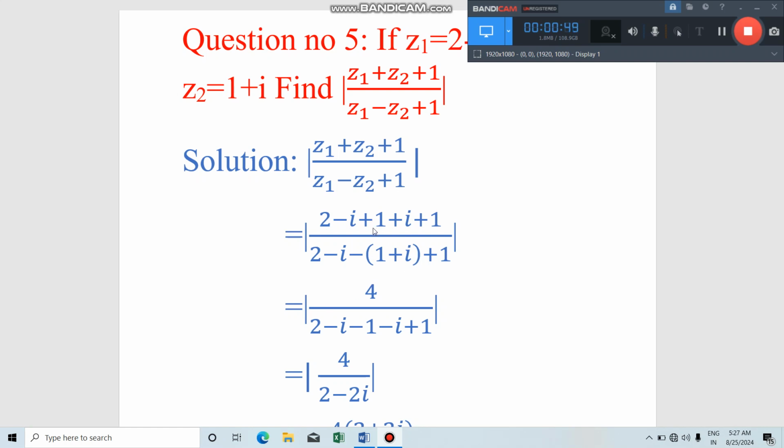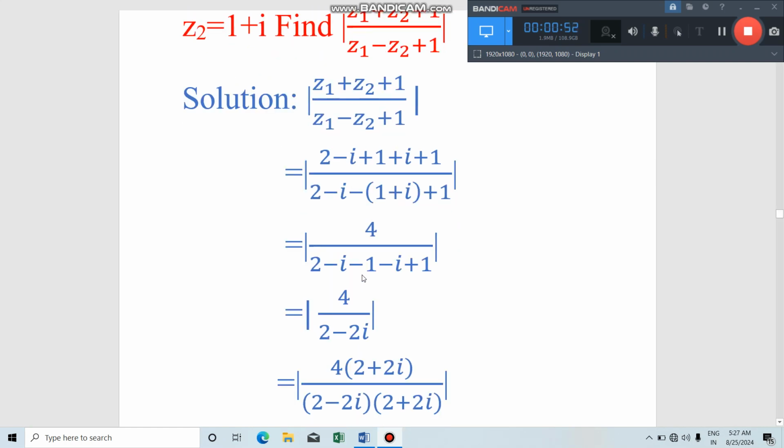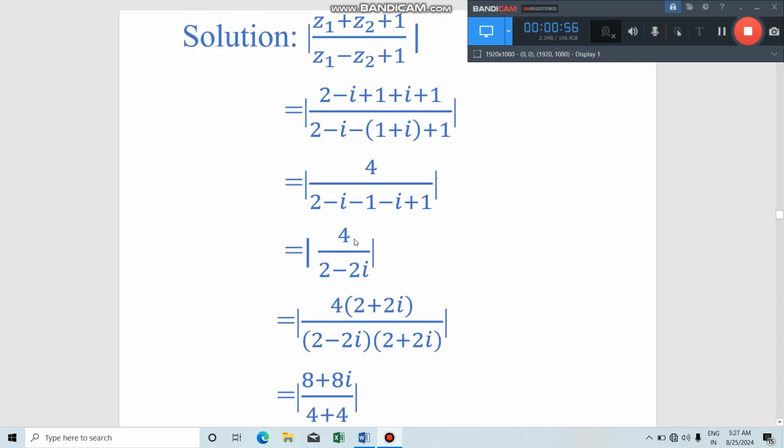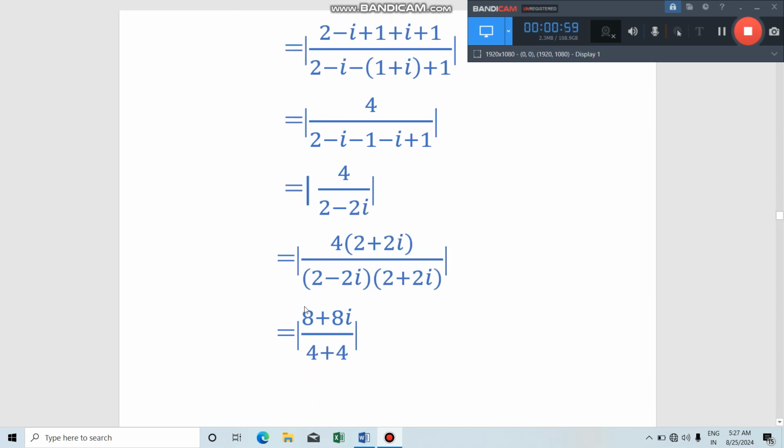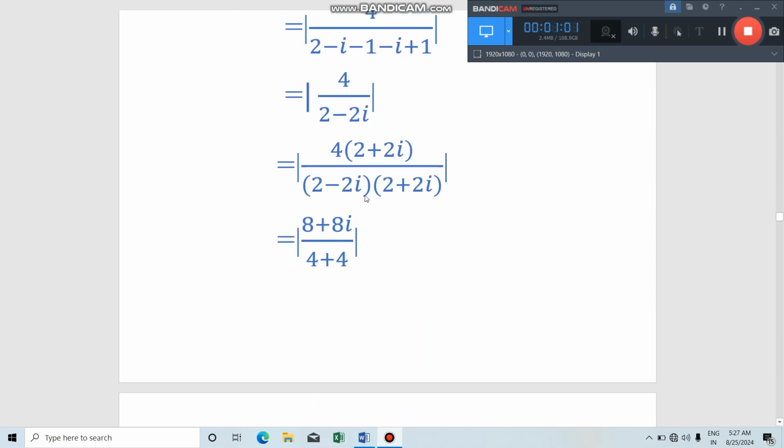After simplification, in the numerator it will become 4 and in the denominator 2 minus i minus 1 minus i plus 1. So it will become mod of 4 divided by 2 minus 2i. Now in the denominator and in the numerator we will multiply with the conjugate of 2 minus 2i. So it will become mod of 4 into (2 plus 2i) divided by (2 minus 2i) into (2 plus 2i) equal to (8 plus 8i) divided by 2 square minus (2i) whole square.